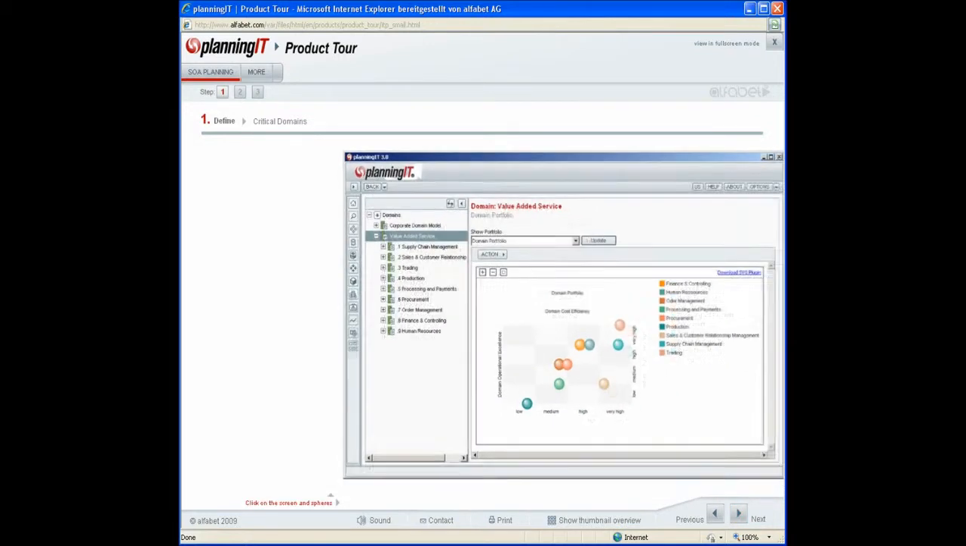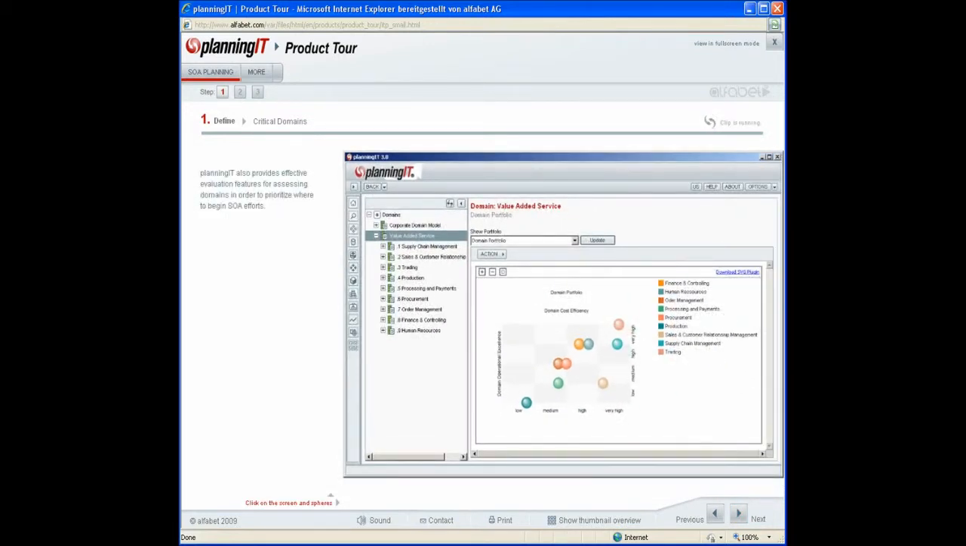Critical domains. planningIT also provides effective evaluation features for assessing domains in order to prioritize where to begin SOA efforts. This screen shows planningIT's domain portfolio assessment, demonstrating each domain's level of fulfillment of cost efficiency compared to its operational excellence.